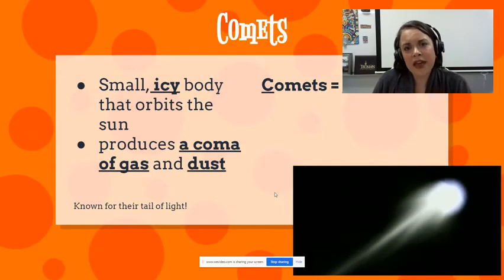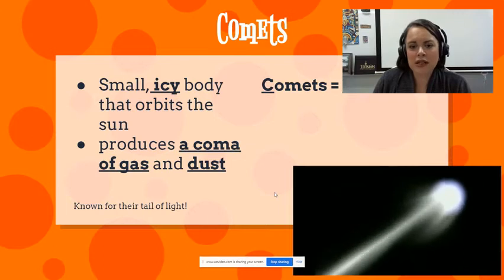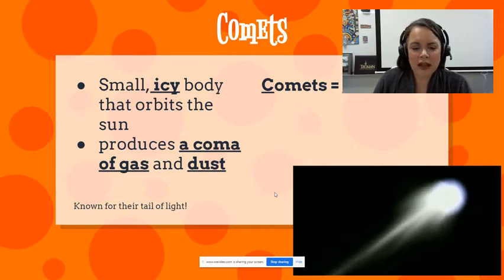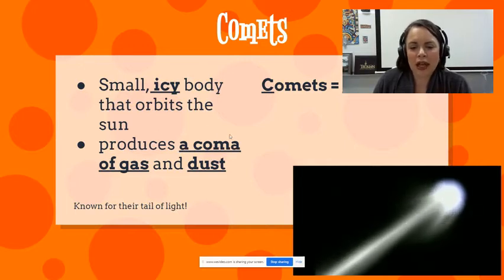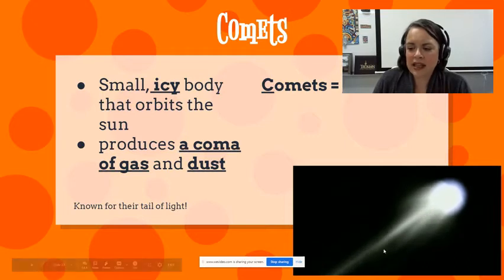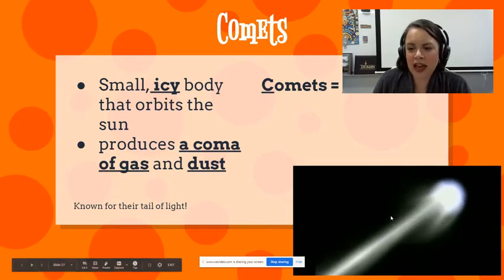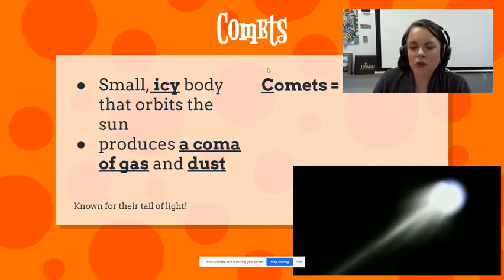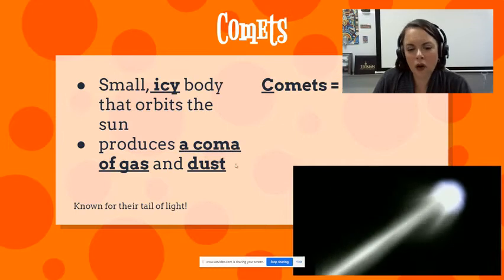Now, some of the other things that can be found in our solar system are comets. These are small, icy objects that will orbit the sun. They produce what we call a coma, this thing that's coming off of it, a coma of gas and dust. And you can remember a comet is icy because the C in comet goes with the C in cold. They're known for their tail of light. Very beautiful.